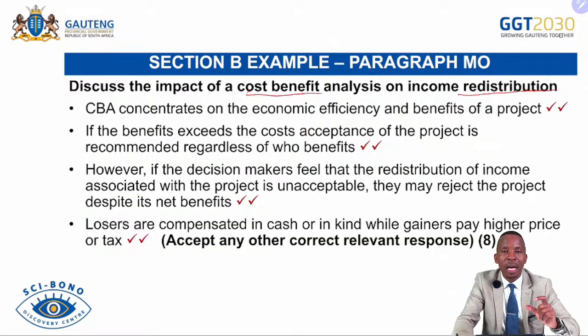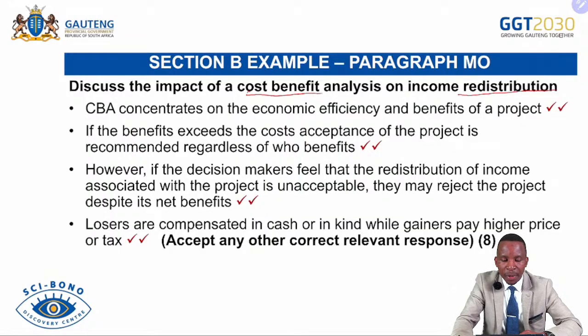It considers the analysis of the cost and benefit to see if the project will have more cost or more benefits. If the benefits exceed the cost, acceptance of the project is recommended regardless of who benefits, as long as benefits are more than cost. However, if decision makers feel that the redistribution of income associated with the project is unacceptable, they may reject the project despite its net benefits.